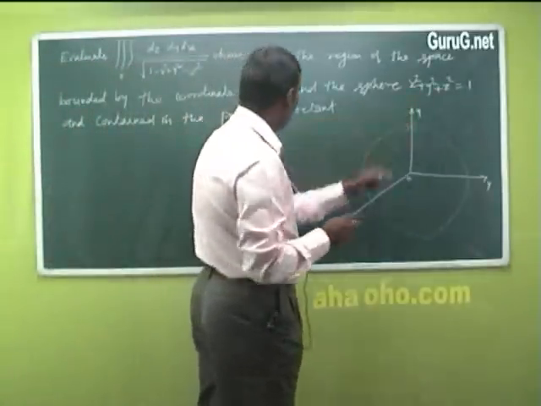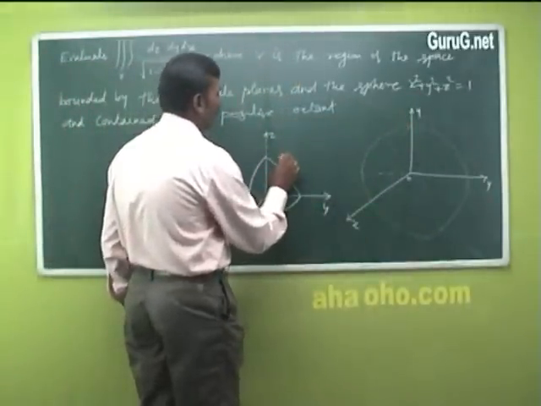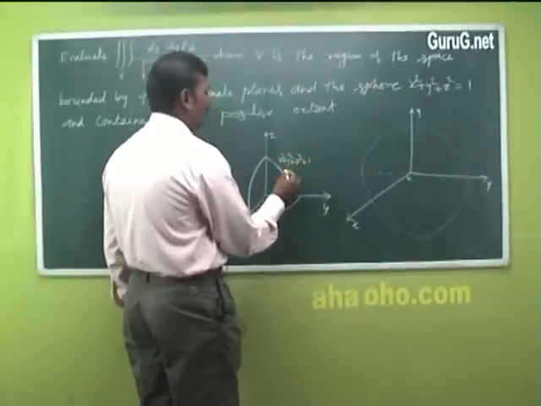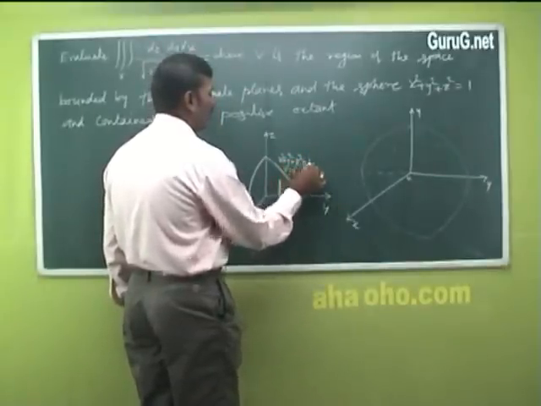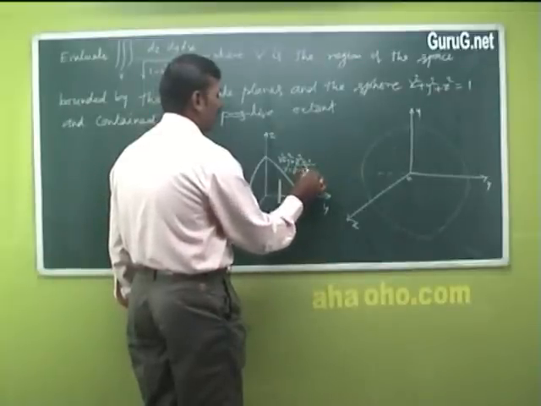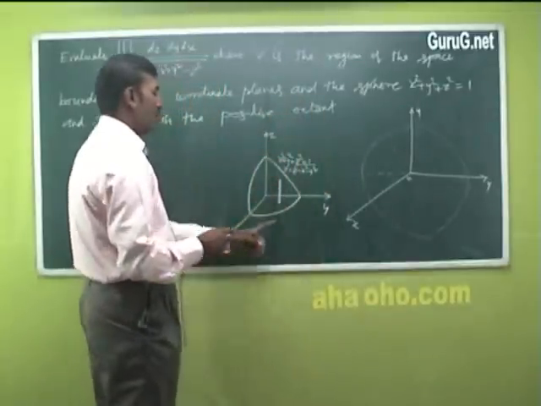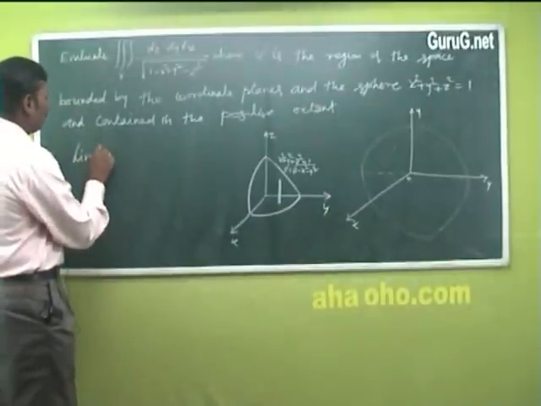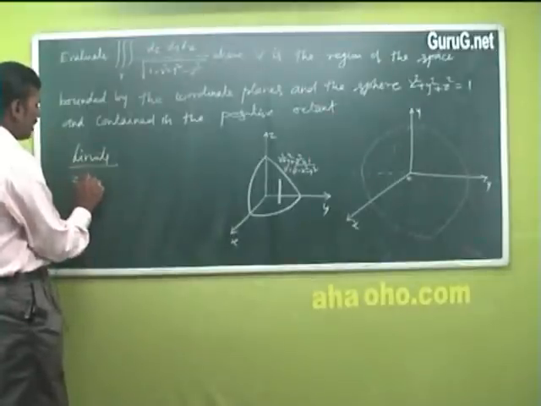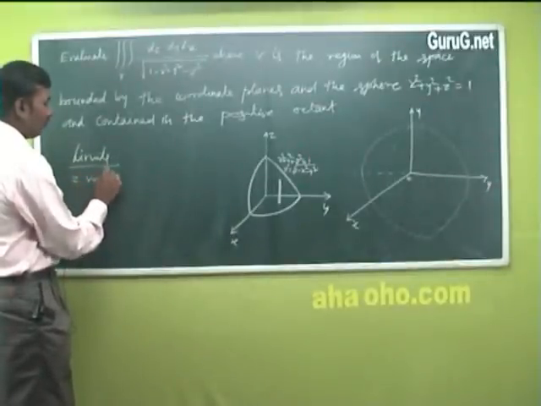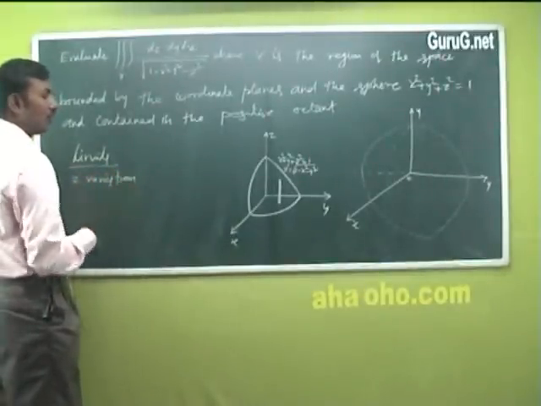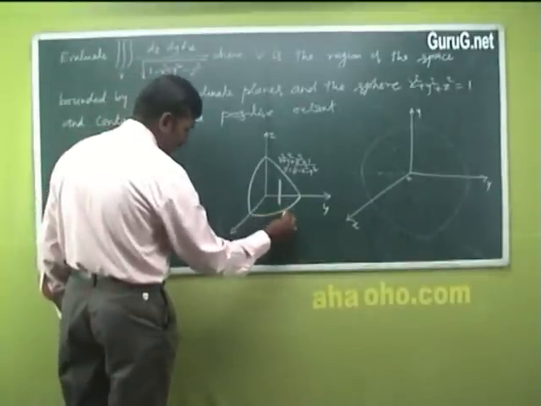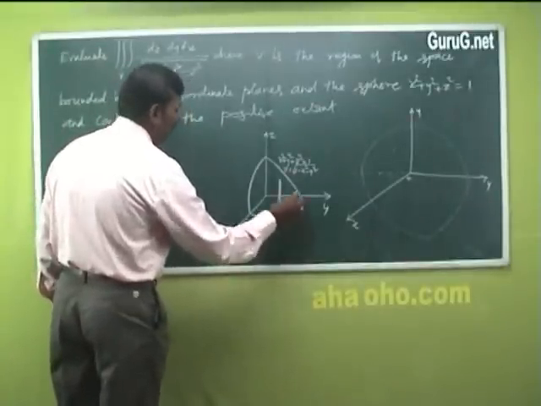The boundary, this boundary is x squared plus y squared plus z squared equal to 1. So the value of z will be z equal to root of 1 minus x squared minus y squared. Now when writing the limits, z varies from this one is z plane, that is xy plane, that is z equal 0.